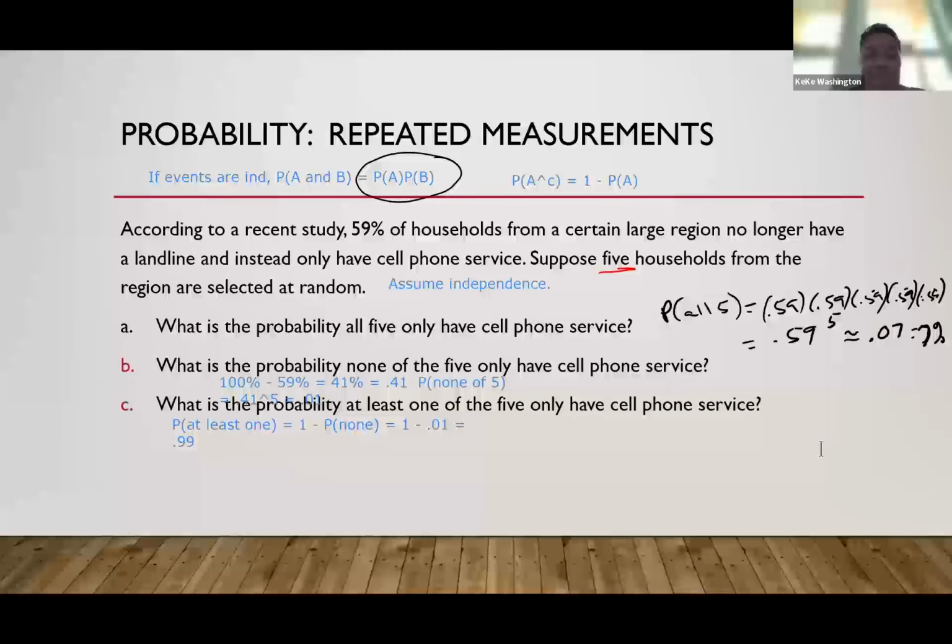So again, the independence formula has to come into play when you're working out repeated measurement problems, because you simply multiply their probabilities. Don't multiply by how many people you have, you multiply their probabilities. Right?